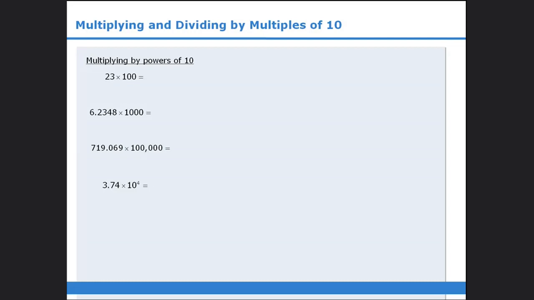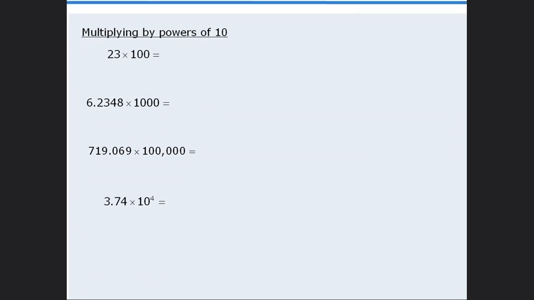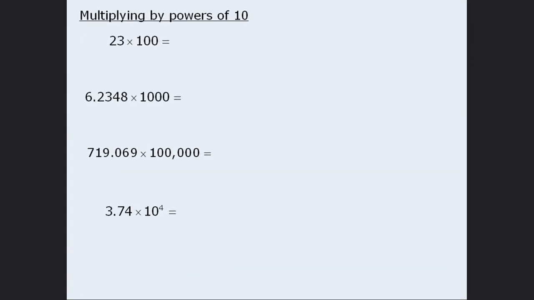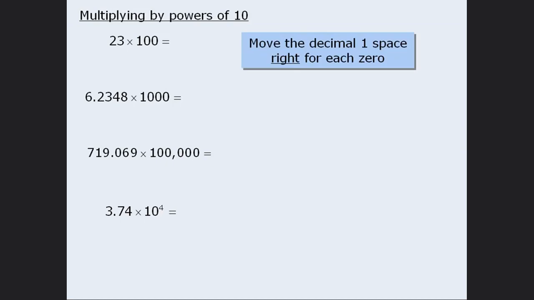In this lesson, we will learn how to quickly multiply and divide numbers by powers of 10. We will begin with multiplying. Now, when we multiply a number by a power of 10, the rule is to move the decimal place one space to the right for every zero in the power of 10 we are multiplying by.